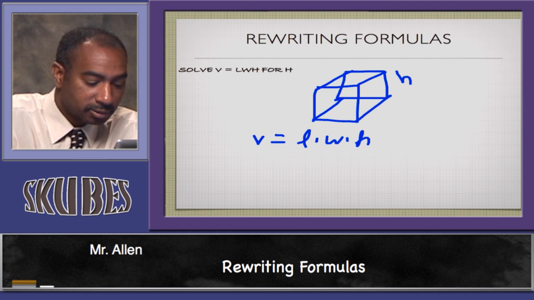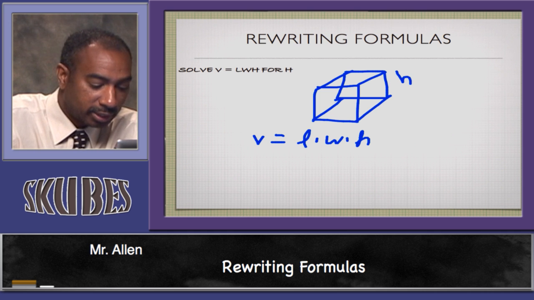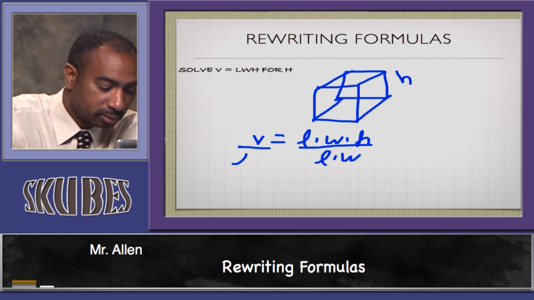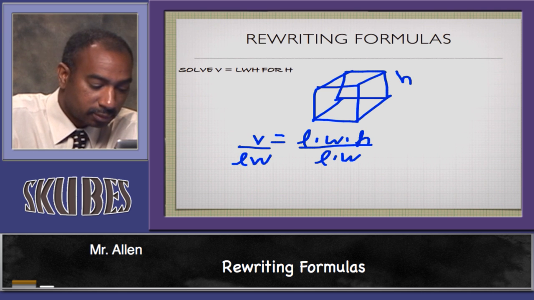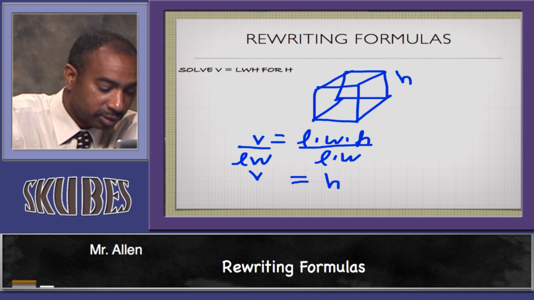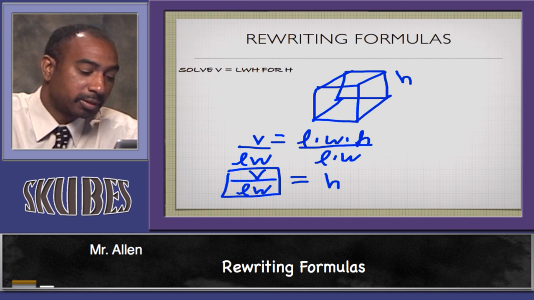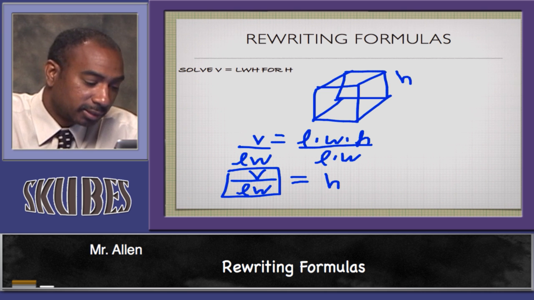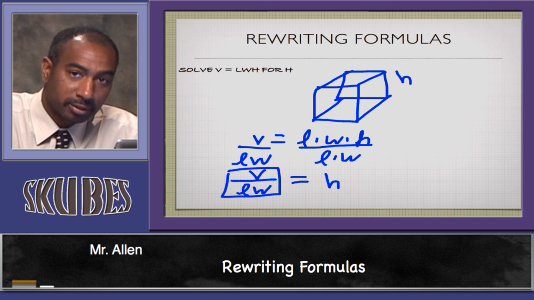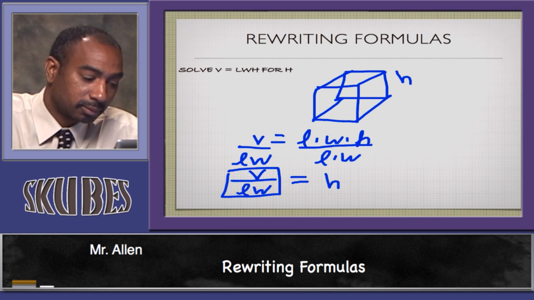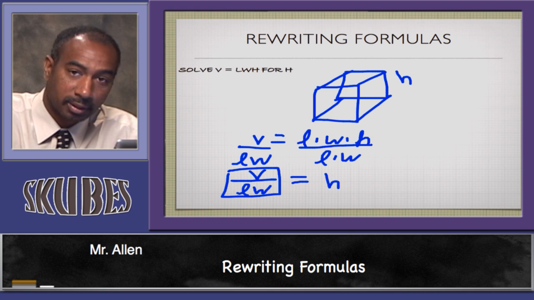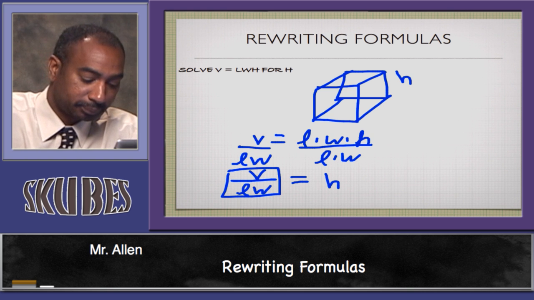And if you solve for h, what you're going to do is divide both sides by the length times the width. So what you have is h, the height, has to equal whatever the volume is divided by the length times the width. You don't have to memorize these formulas, but if you know how to solve for any particular value here, you can come up with your own formula. One for the width, one for the length, one for the volume.